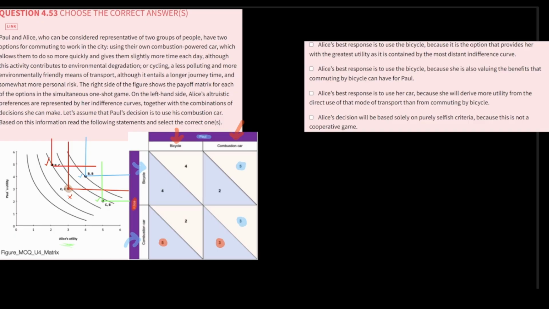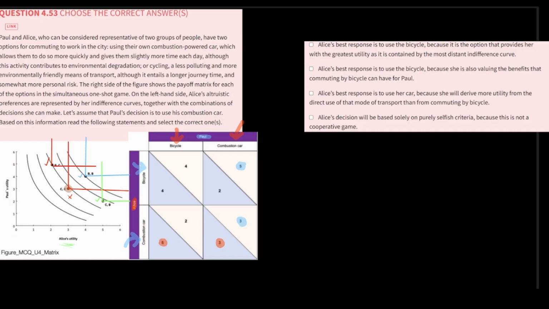Now, if Alice could force Paul to cooperate and also bike, well then, yes, they could end up at that bike. But at this point here, I'm really focusing on that point, it's constrained by the most distant indifference curve. That would be the BB outcome. We can't force Paul to bike. So no, that is not the best response.